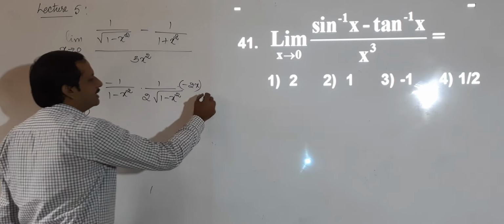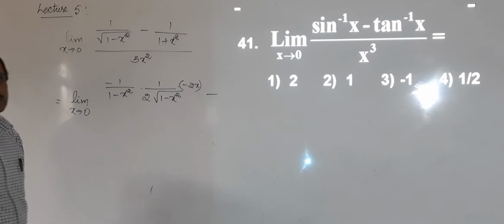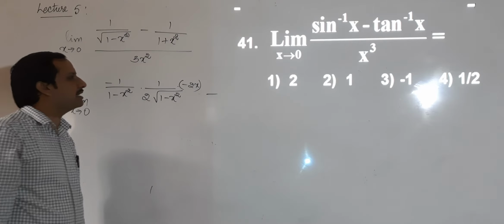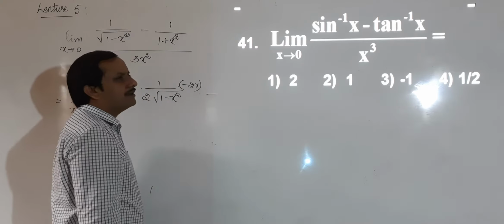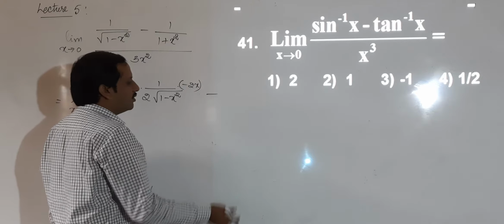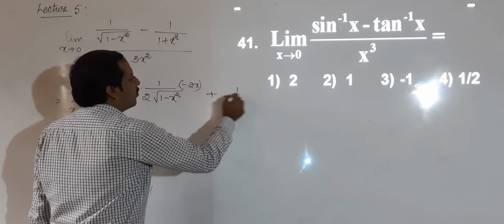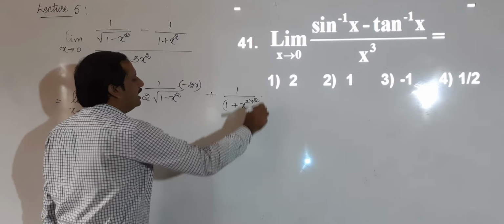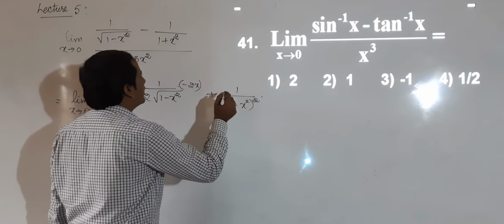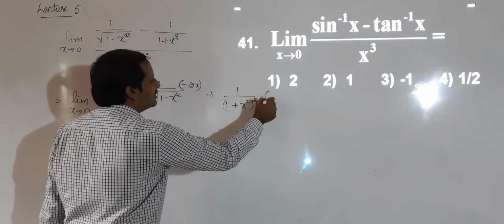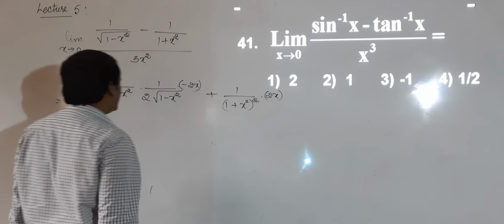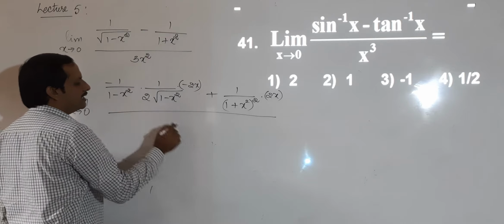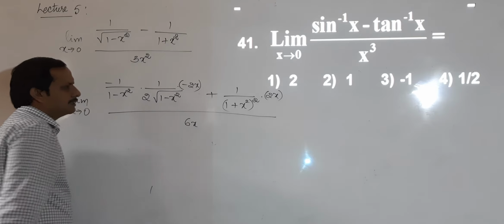Okay, minus. Now I have to differentiate 1 by 1 plus x square. That also looks like 1 by x. The derivative of 1 by x is minus 1 by x square. So the derivative of 1 by 1 plus x square is minus. So already minus is there, so it will become plus 1 by (1 plus x square) whole square into the derivative of 1 plus x square, which is 2x. Divided by, here 3x square is there, whose derivative is 6x.